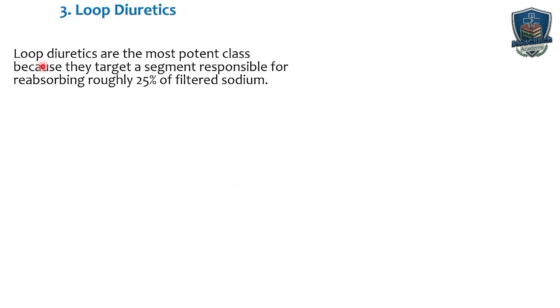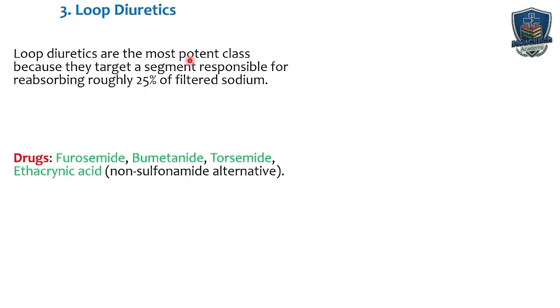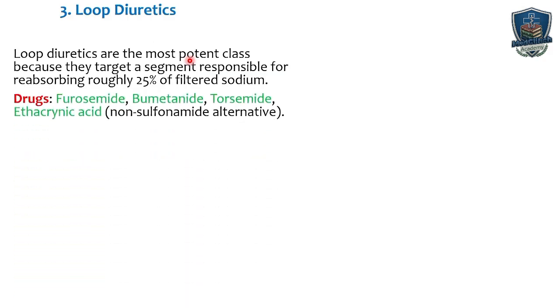So number one, loop diuretics are the most potent class because they target a segment responsible for reabsorbing roughly 25% of filtered sodium. So where do loop diuretics work? They work on the thick ascending limb. I believe you guys remember.